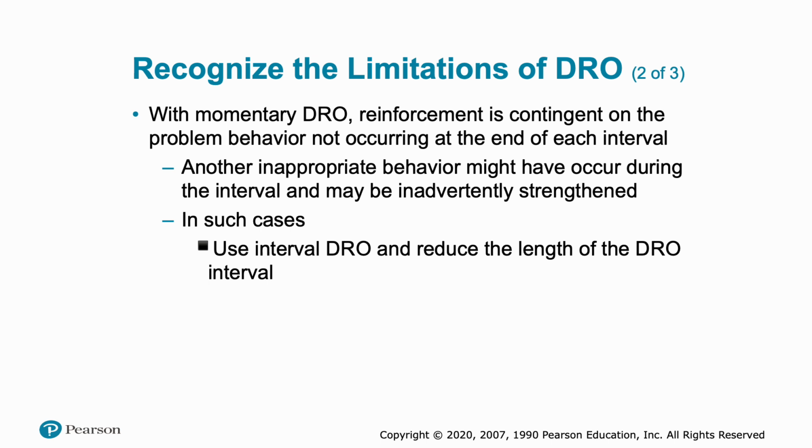Okay, so if you are using momentary DRO and you find that every time you reach the end of the interval, the specific problem behavior you're targeting is not occurring, but another problem behavior is occurring, you wouldn't want to deliver reinforcement. Instead, you want to look at switching into an interval DRO where you're looking at the entire period rather than just at the end of the interval, and then reduce the length of that DRO interval. You can also go back and collect data to see what's the best interval time to set.